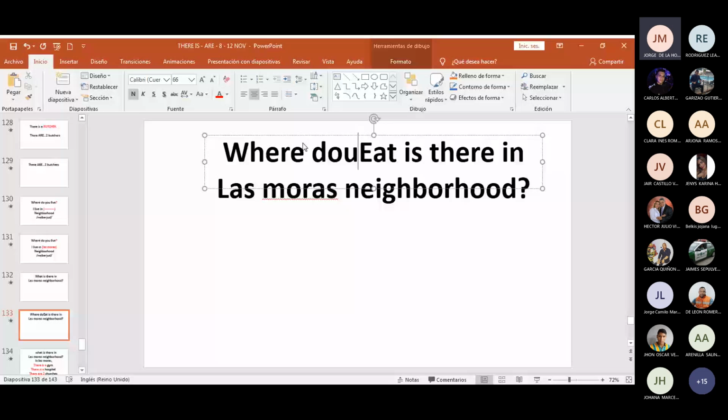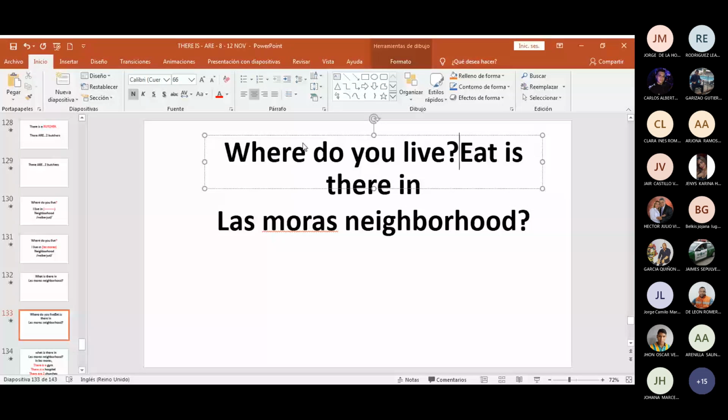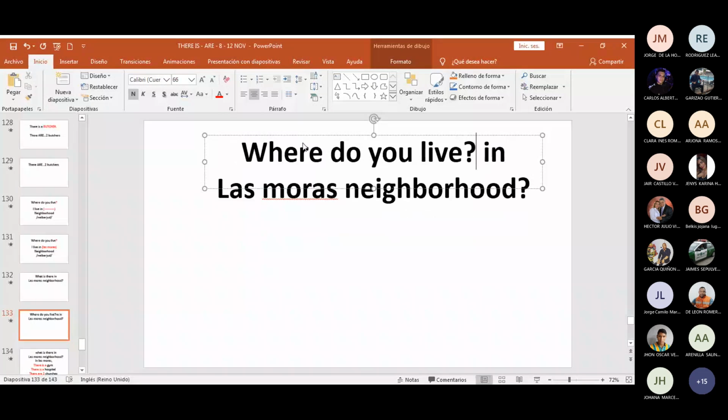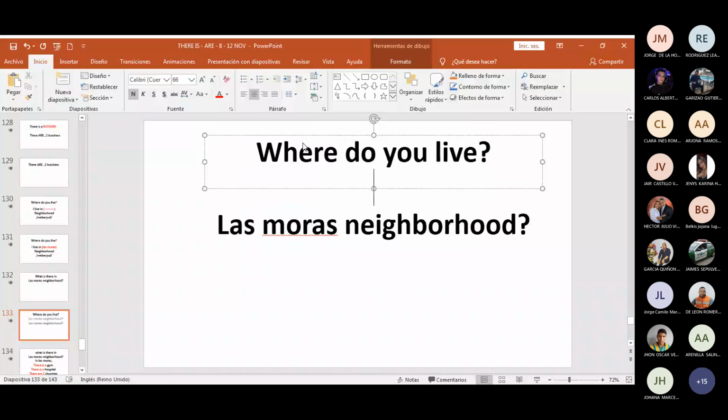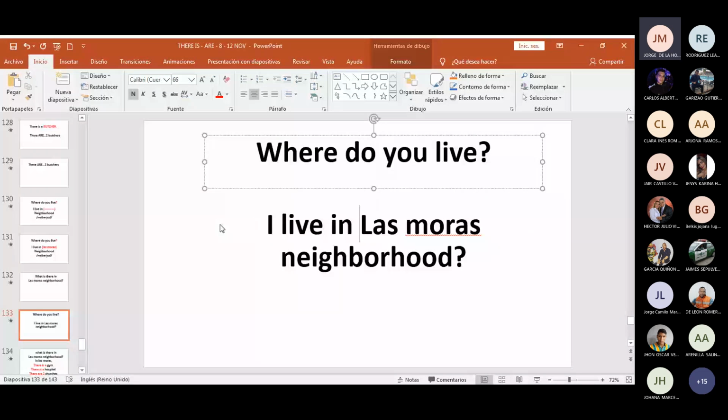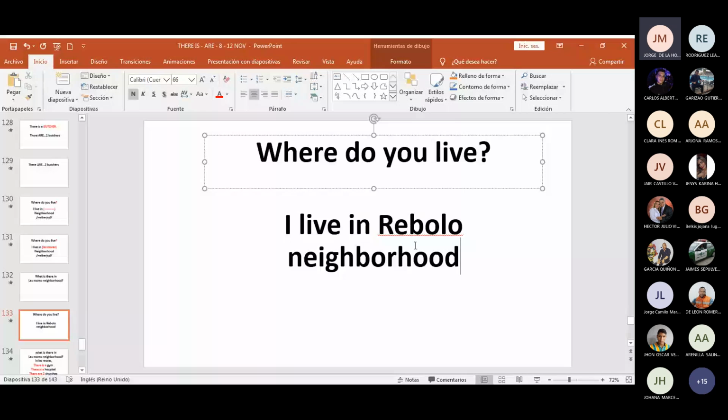Remember the question, student, where do you live? That is the question. And then you are going to say, I live in, for example, in this case, the student Ronaldo says, I live in Rebolo neighborhood. Okay, and then that is the answer. Where do you live? I live in Rebolo neighborhood.